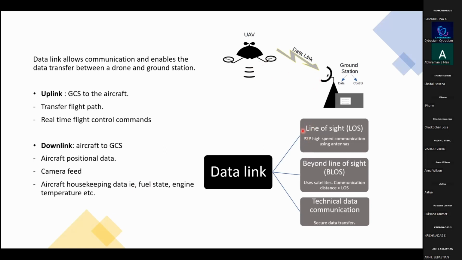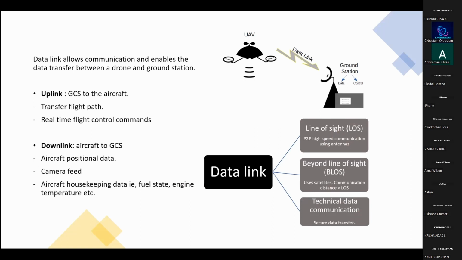In the previous slide I described the same thing, that there are three types of data links. One is line of sight. This uses different frequency bands, needs two units, the drone and ground control station, with antennas, and allows point to point high speed communication. But if it is beyond line of sight, it comes under BLOS. Here BLOS uses satellite links. Links are usually made at microwave frequencies since we are using satellite data, and the communication distance is greater than line of sight.